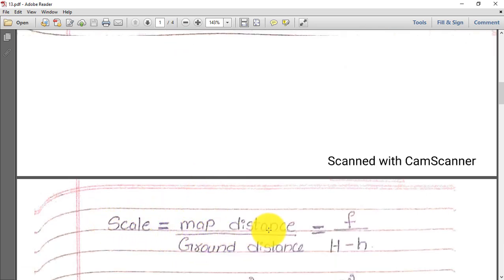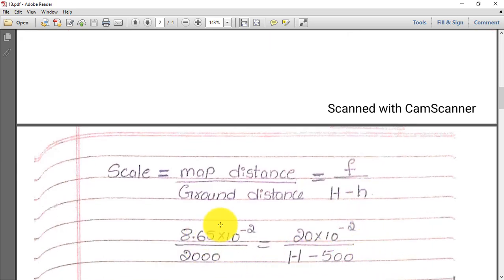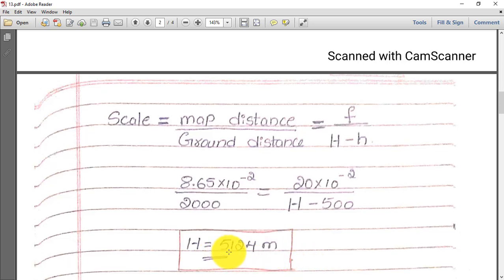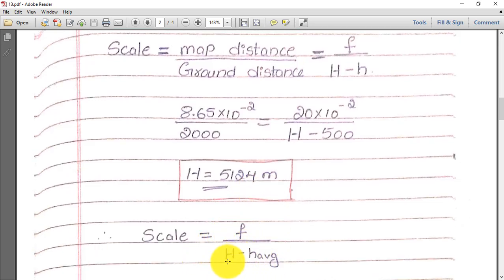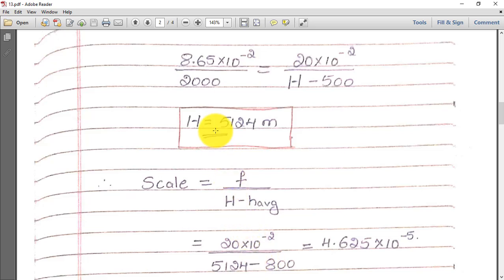So don't directly use this formula to get the scale. Clear? So now map distance by ground distance is equal to f divided by H minus h. Map distance is given, substitute. Ground distance is given, substitute. F is also given. Capital H, the flying height of the aircraft, is not given, so keep it as it is. Small h is, for the first case, 500. Substitute everything and you will get H equal to 5124 meter. Now h average is given, so you need to use the average scale formula, which is given by scale is equal to f divided by H minus h average.